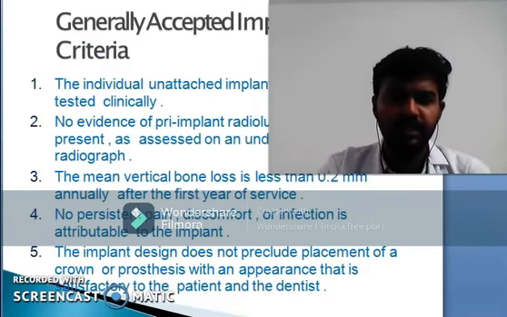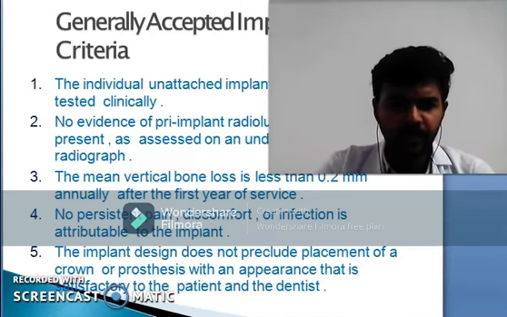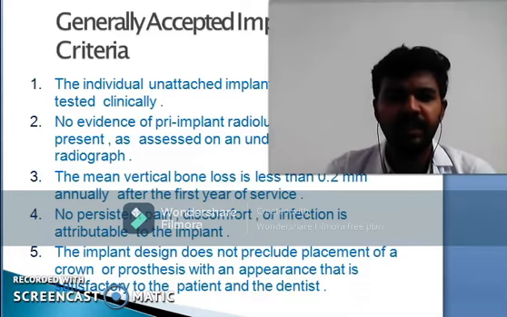Generally accepted implant success criteria: the individual unattached implant is immobile when tested clinically. No evidence of peri-implant radiolucency is present as assessed on an undistorted radiograph. The mean vertical bone loss is less than 0.2 mm annually after the first year of service. No persistent pain, discomfort, or infection is attributed to the implant. The implant design does not preclude placement of a crown or prosthesis with an appearance that is satisfactory to the patient and the dentist.